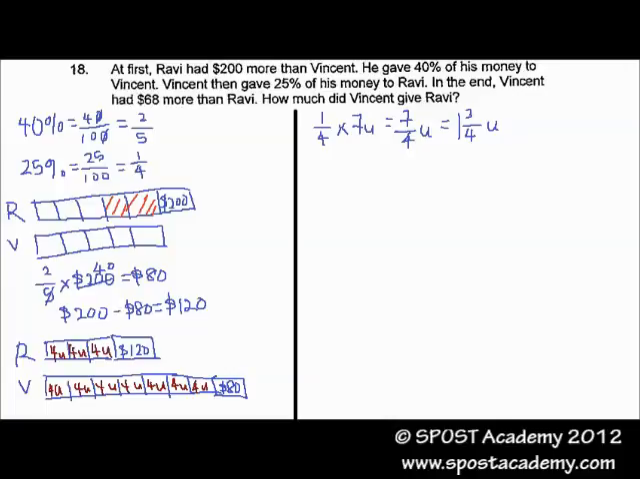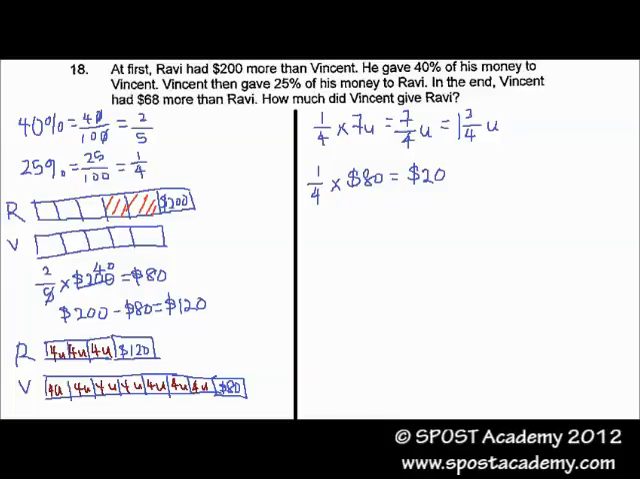Now, besides giving away the units, Vincent will also have to give away 1/4 of the $80. So we need to work out what is 1/4 of $80. 1 over 4 times $80 would give us $20. So Vincent is going to return Ravi another $20.